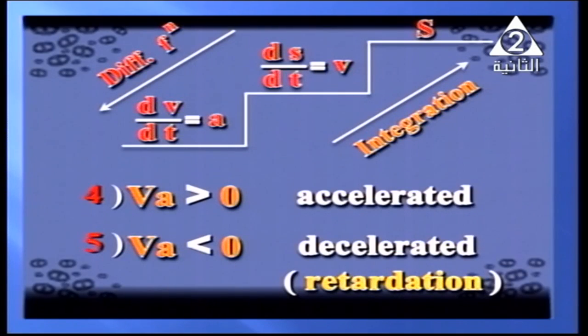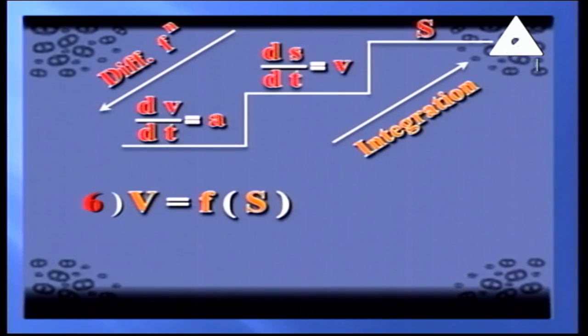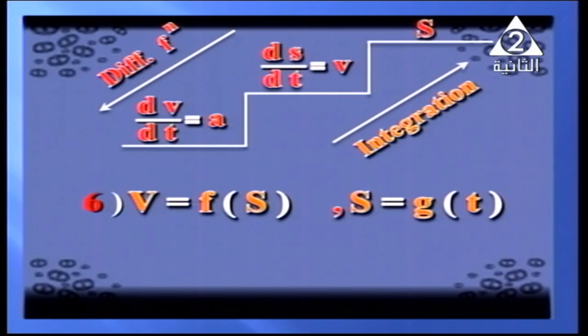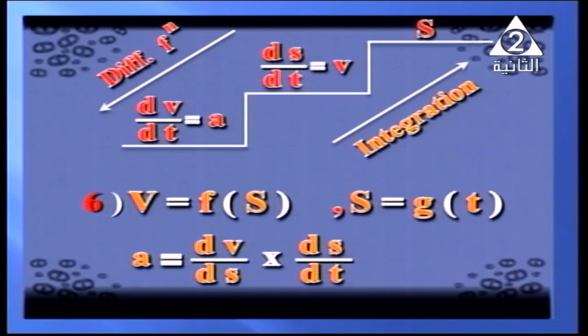My dear student, V is a function of S and S is a function of T. Remember, my dear student, the velocity is a function of S. What is the S? Displacement. Also S is a function of T, T as time. Acceleration equals dV over ds times what? ds over dt. This is an important rule.